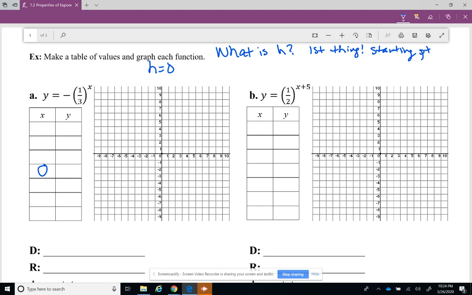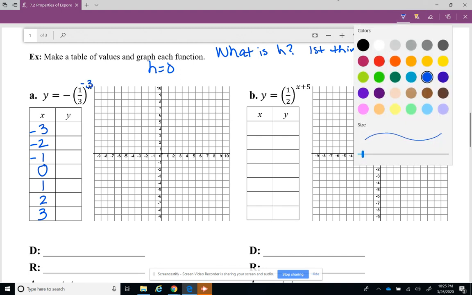Now, remember, you're going to do 3 numbers to the right and 3 numbers to the left. It doesn't really matter which order. 3 numbers to the left: -1, -2, -3, and 3 numbers to the right. That helps me choose. Now all I have to do is plug them in and graph them. So let's start with the -3. I'm going to put a -3 right here.